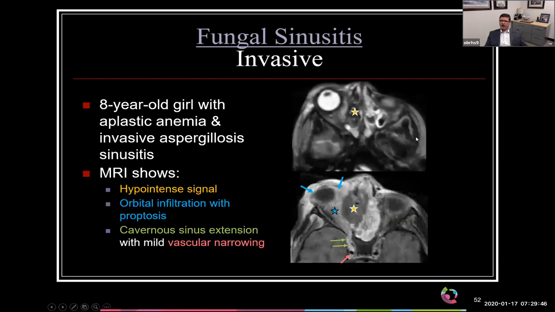Same patient on MRI. Again, portions of that fungal colonization are going to be hypointense, not quite mimicking a sinus like we saw in that allergic fungal sinusitis case. Significant expansion into the orbit, as well as abnormal enhancement extending into the cavernous sinus with some very subtle narrowing of the cavernous segment of the internal carotid artery on the right compared to the left.